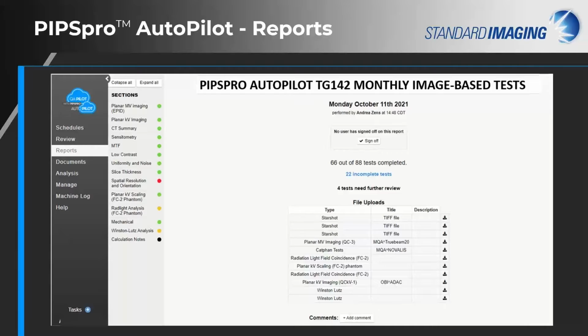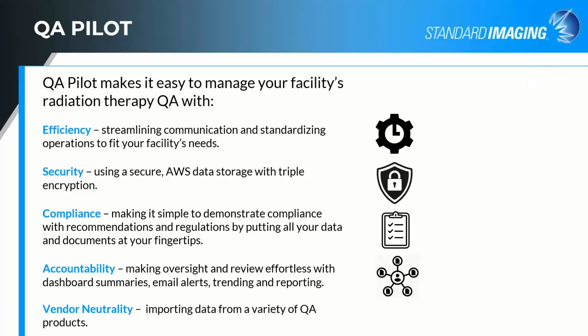Monthly QA is often done throughout the month, which is very nicely supported by PIPSpro AutoPilot. Summary results for each test section are displayed so you know immediately if something needs further investigation. You can also click on the incomplete tests noted on the report and go straight to those sections to pick up where you left off. We'll look at all of this in the software in a moment, but first, just in case you do not know about QA Pilot overall, here's a quick overview.